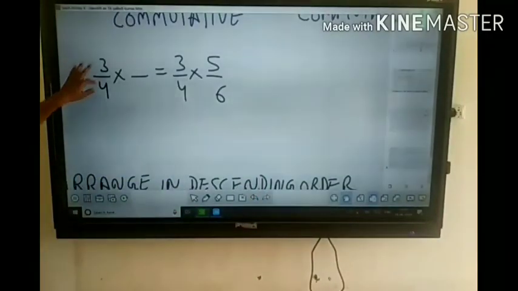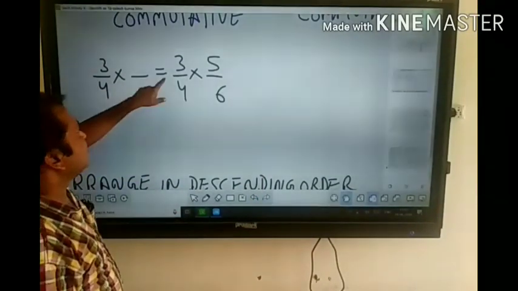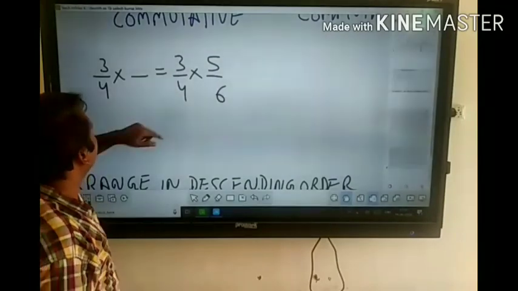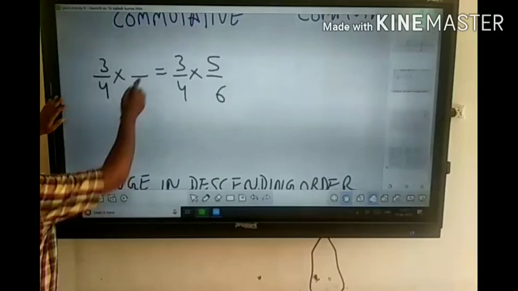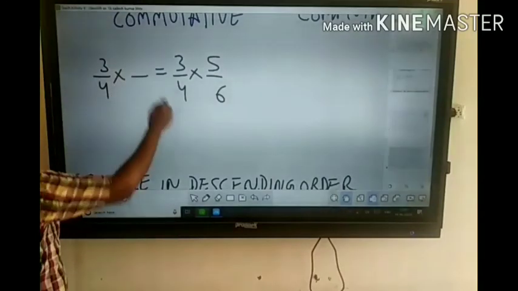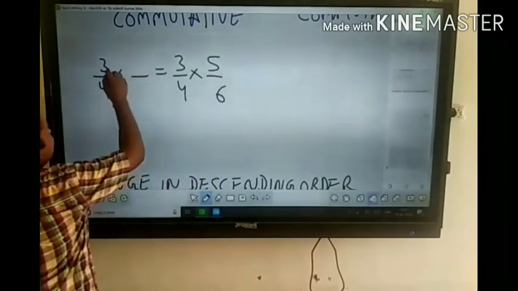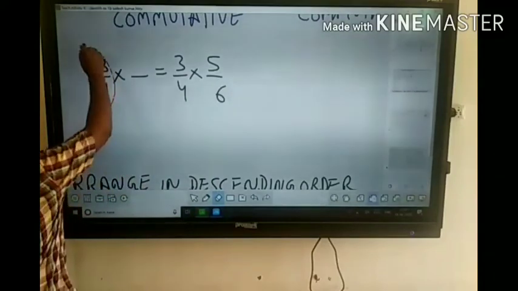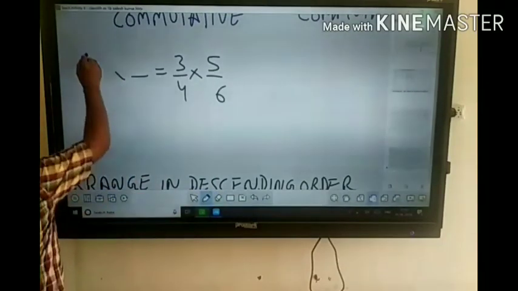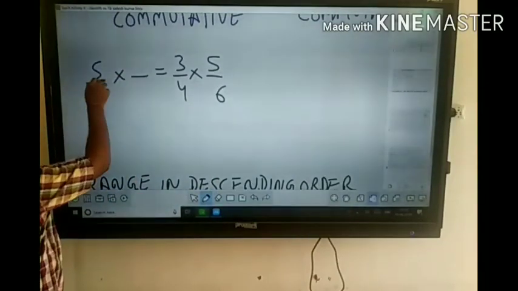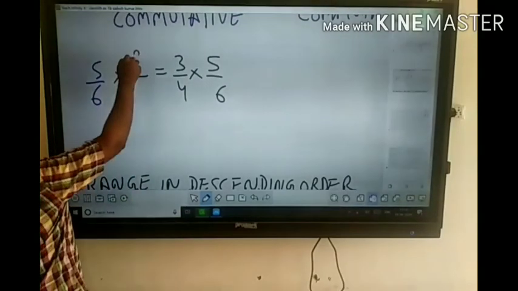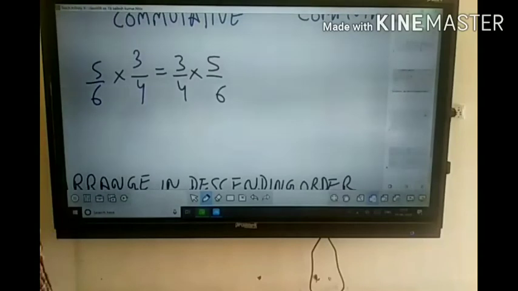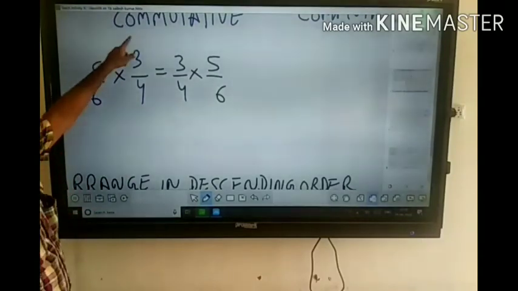Here the first fraction is multiplied by which fraction, so that we have to just fill up here. So what should I fill up here? I will write 3 by 4, and which property is going on? The same commutative property.